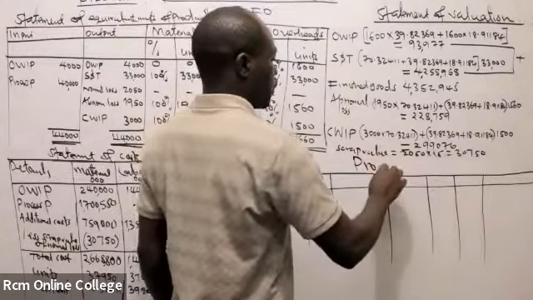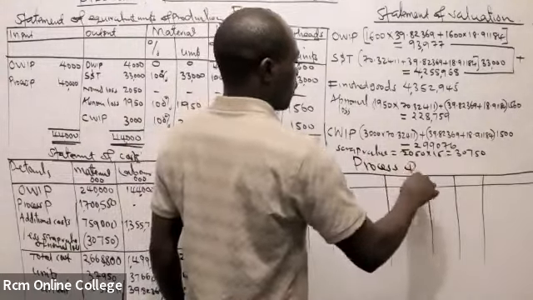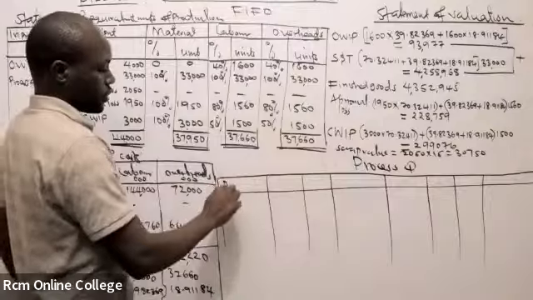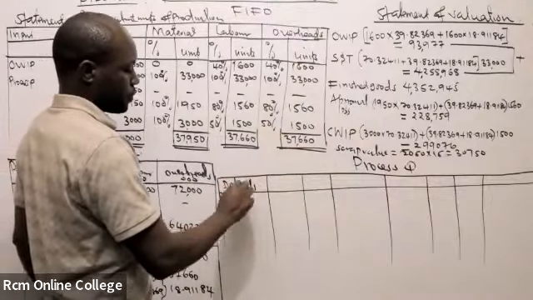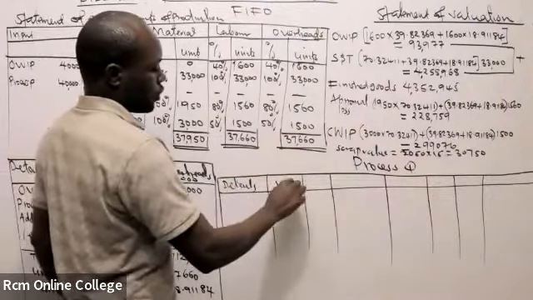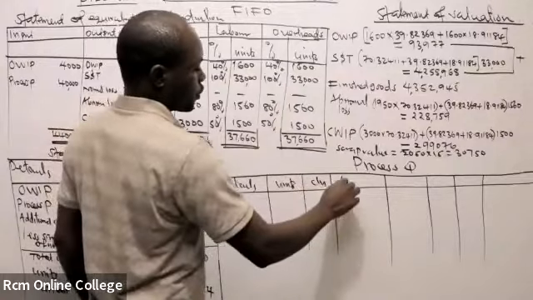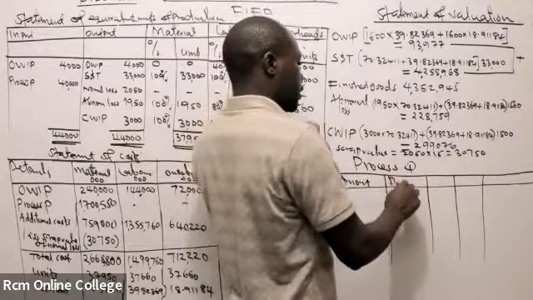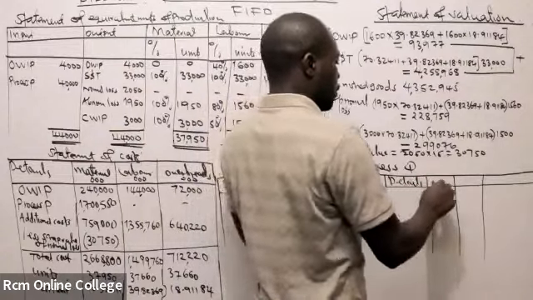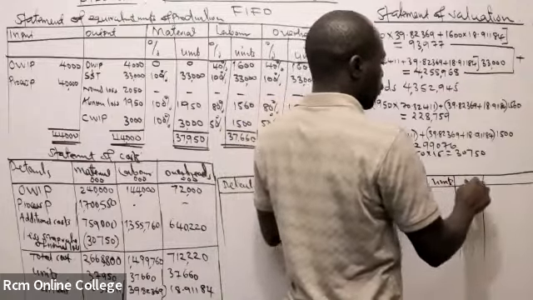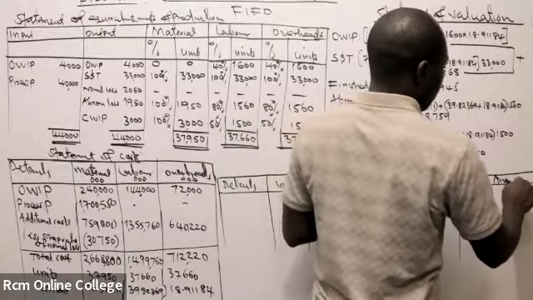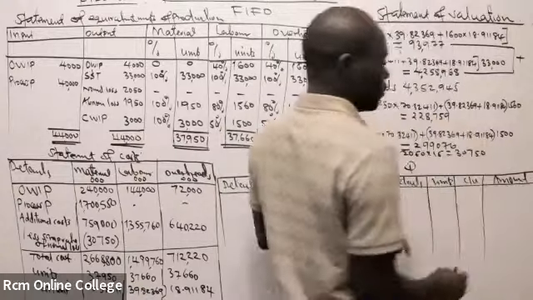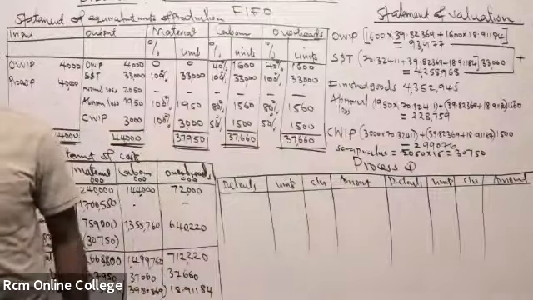So that is process Q. We have details, units, cost per unit, amount. We have details, units, cost per unit, then we have amount.